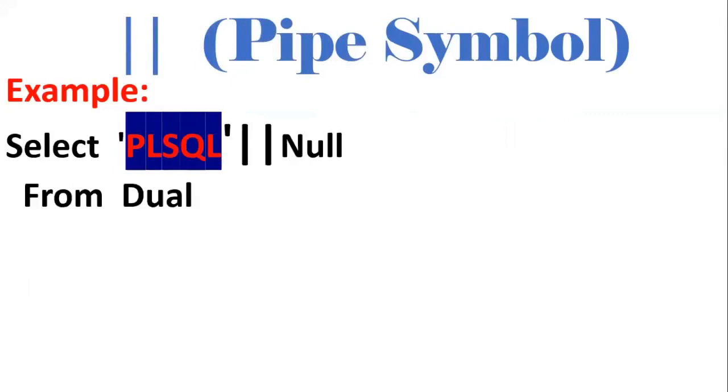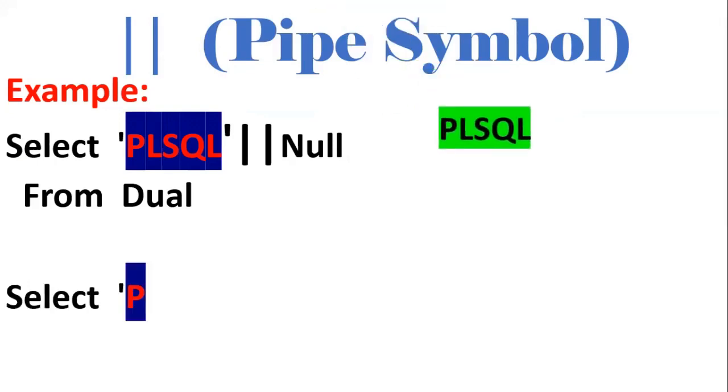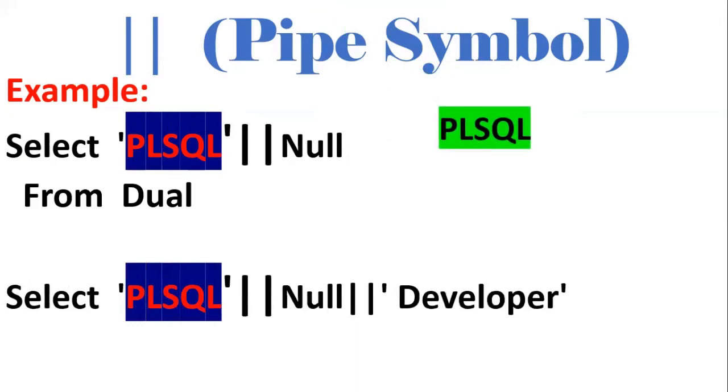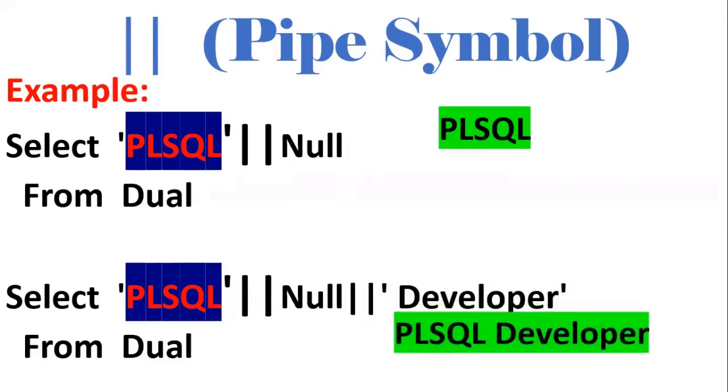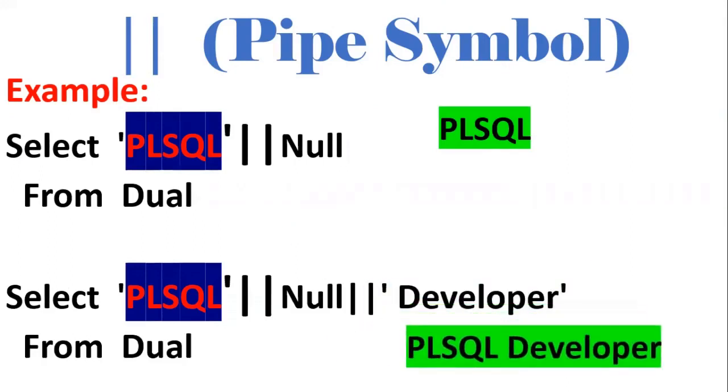This one is important. Here, PLSQL is being concatenated with null. We know that a string concatenated with null will give the string only. So PLSQL concatenated with null, concatenated with developer, the output would be PLSQL developer. Whatever operation is performed with concat, the result string will come as is.